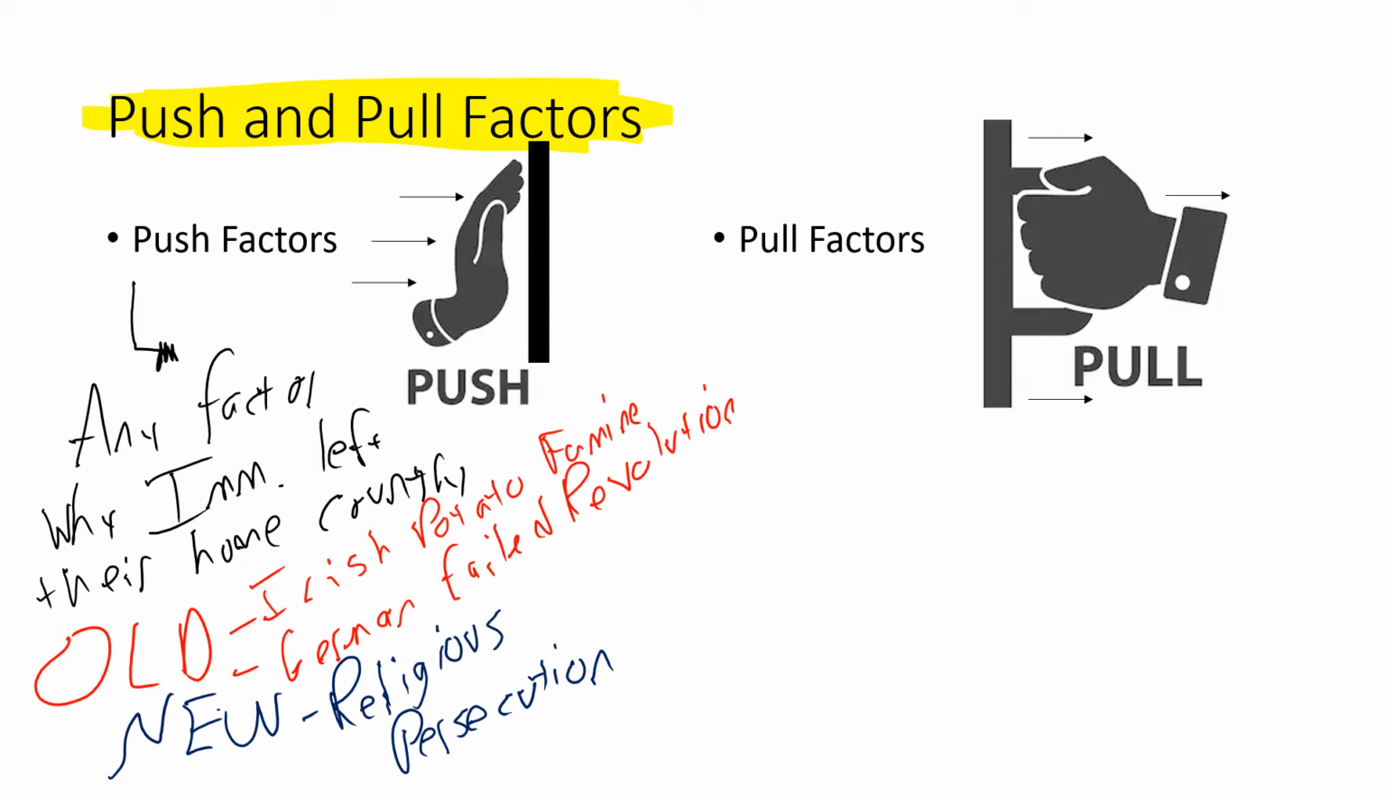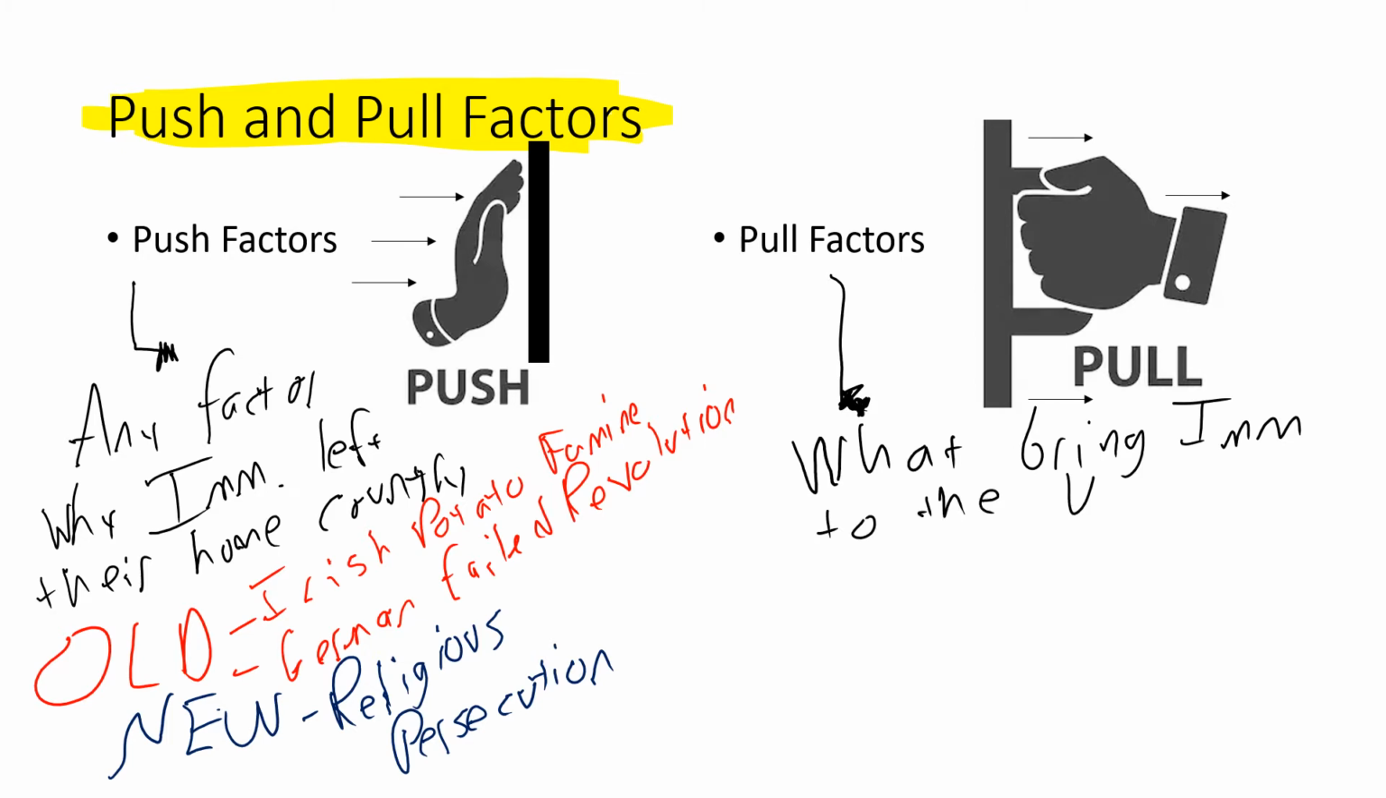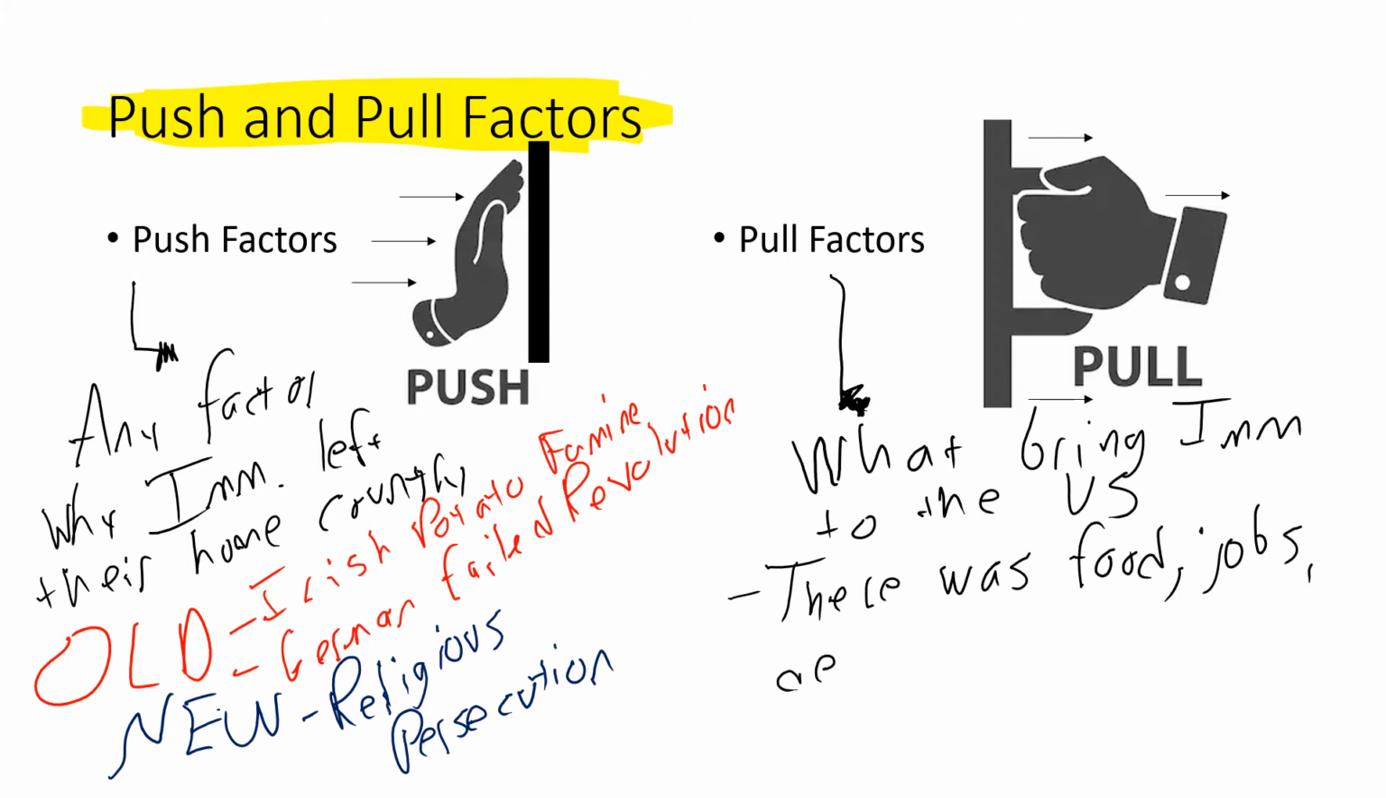And pull factors, let's just put them right here. Pull factors are what bring immigrants to the United States. And the pull factors are probably easier to understand why an immigrant would come here. For instance, the old immigrants probably came here because there was food. There were jobs, democracy, right?